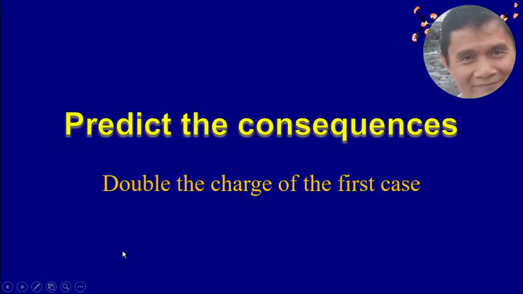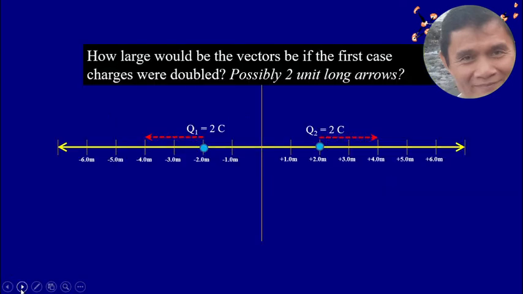Now, this time, what we're going to do is try to predict the consequences. So, if we double the charge of the first case, what happens? How large would the vectors be if the first case charges were doubled, retaining their distances at 4 meters? Will it be longer? Twice? 3 times? 4 times? In my drawing, possibly greater than 2. But we're not sure.